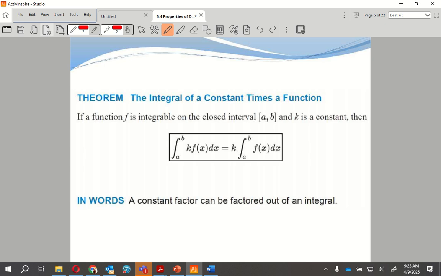Alright, integral of constant times a function. You could actually factor out that constant. So if it is a constant factor, I could actually take it outside of the integration. It makes your integrating a lot easier.